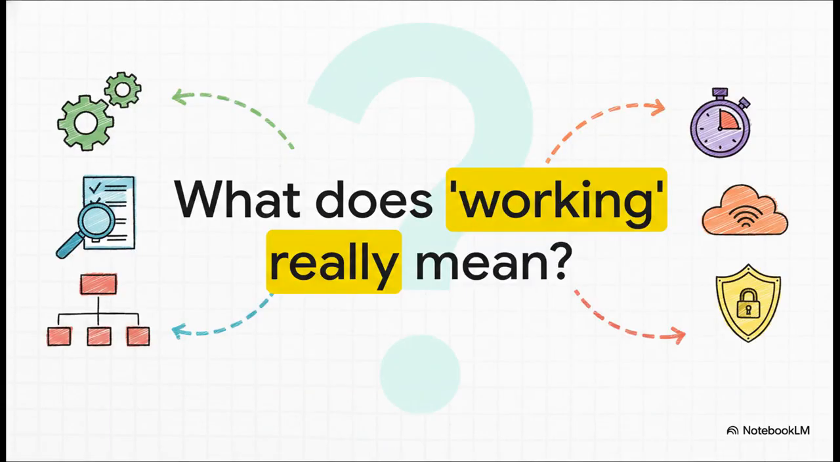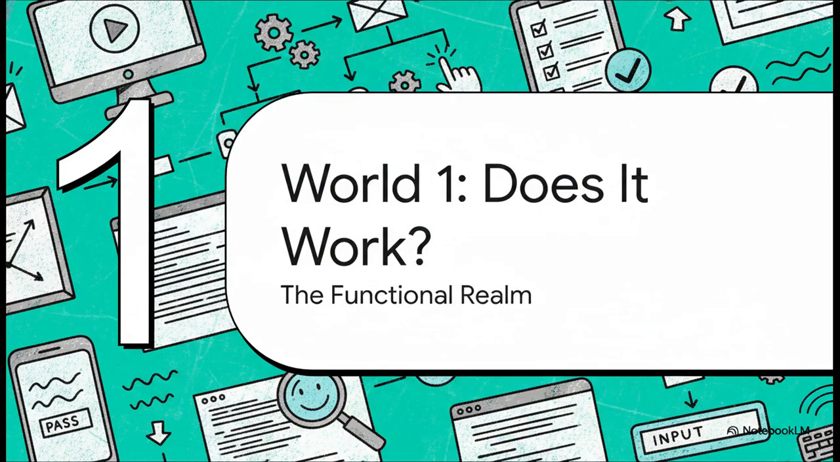So, this brings us right to the heart of it. When we say a piece of software works, what are we actually saying? What are we measuring? As it turns out, there are two very, very different but equally critical answers to that question. Okay, let's start with world number one. This is the one we're all pretty familiar with. It's the world of features and functions and just doing what it says on the tin. Did the button do the thing it was supposed to do? This is the realm of what we call functional testing.